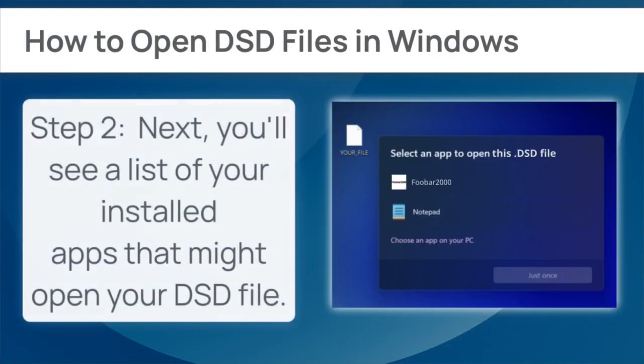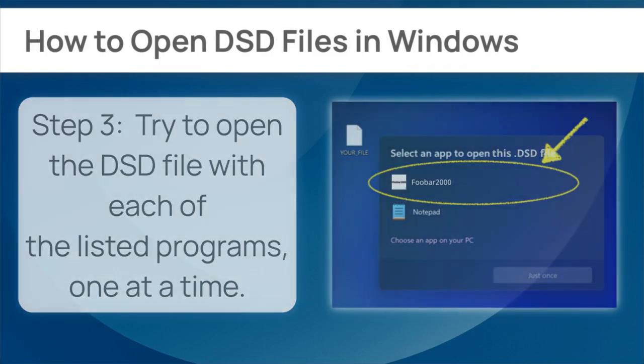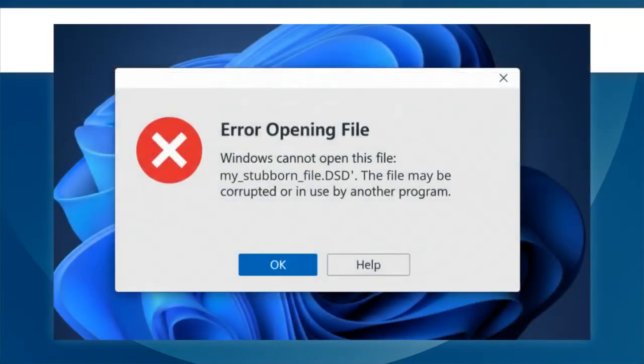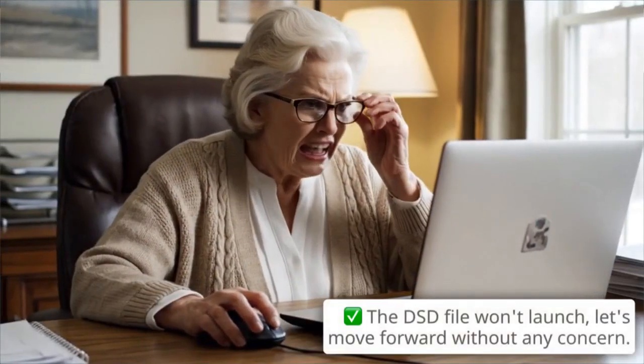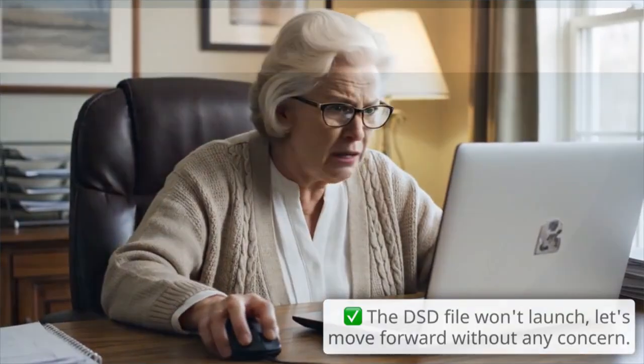Right-click your DSD file and choose Open With. Test FUBAR 2000 first. If it's not there, select another program. This process often yields a surprisingly simple fix. If your DSD file will not open yet, do not panic. This is the last stop before the universal fix. Let's quickly test these common failure points to confirm the depth of the DSD problem.